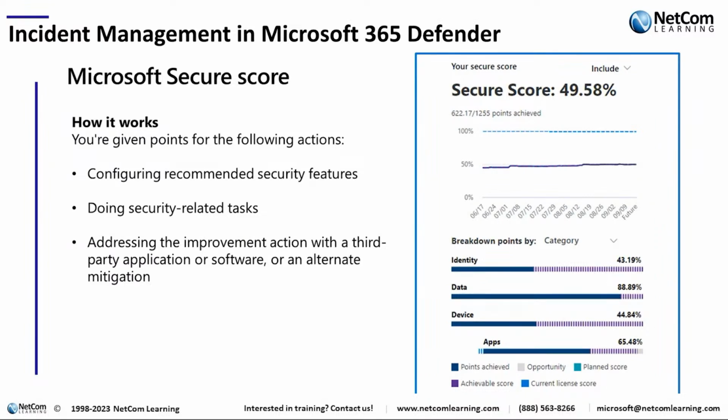So you're given points for the following actions. Configuring recommended security features, you're given points. You're given points for doing security-related tasks, and you're given points for addressing the improvement actions with a third-party application or some other sort of alternate mitigation that you need to complete. Those things will help to increase your score. And you want to make sure that your score goes closer to 100% and as much as 100% as possible.